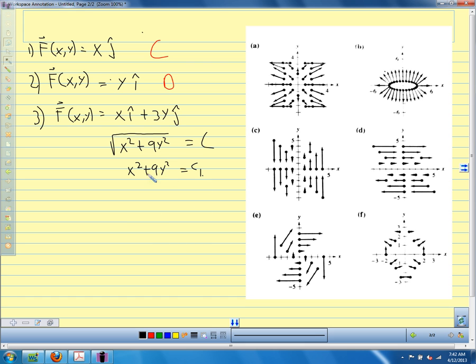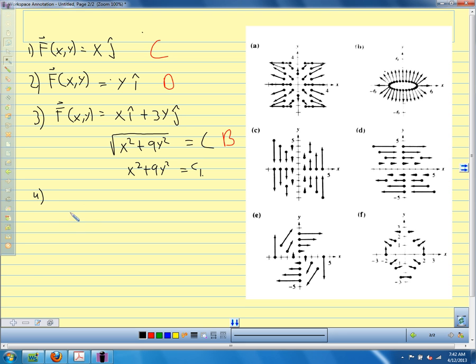So what does the graph of this look like? This is an ellipse. So our magnitude is constant on an ellipse. If I divide everything by 9, I would see that my major axis is along the x-axis. So that would have to be B. So we looked at where the magnitude was constant.